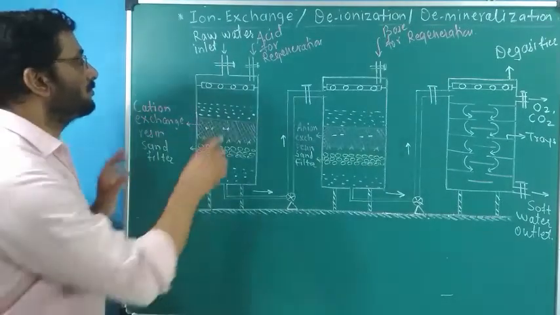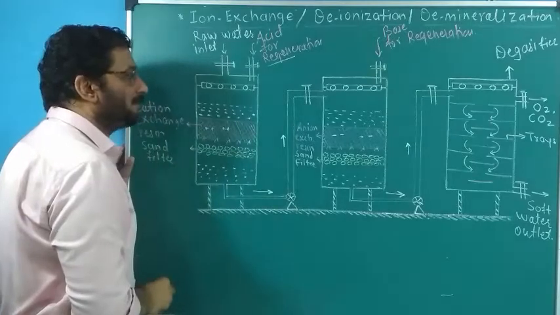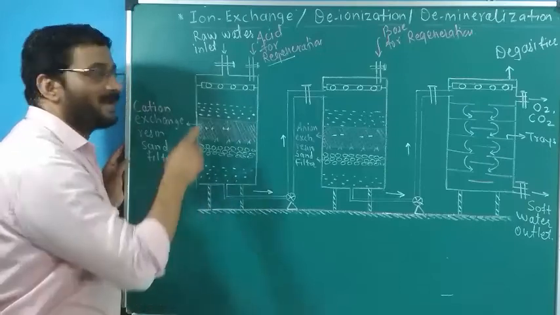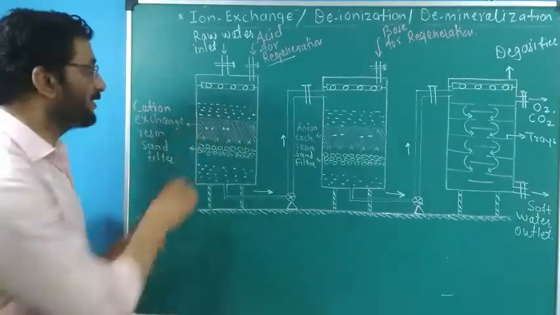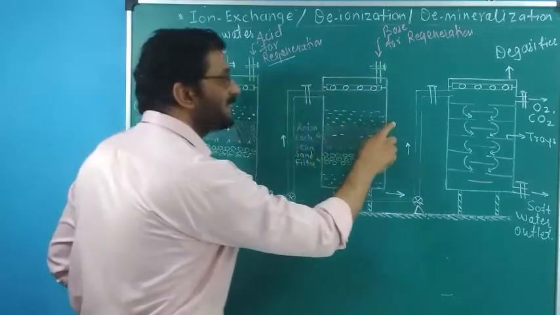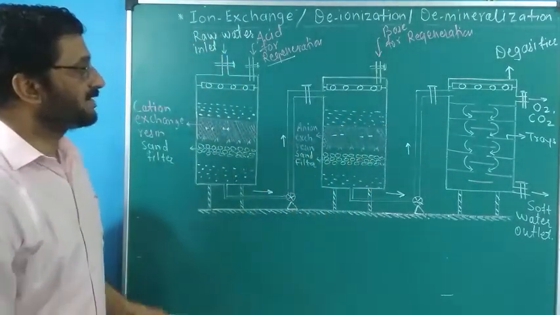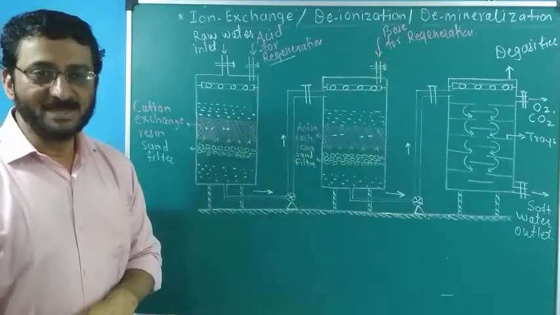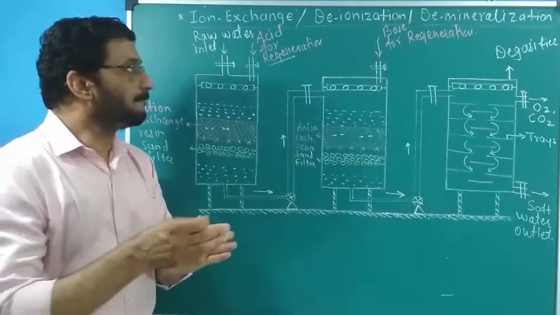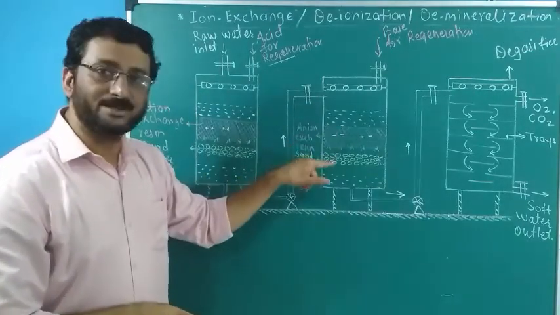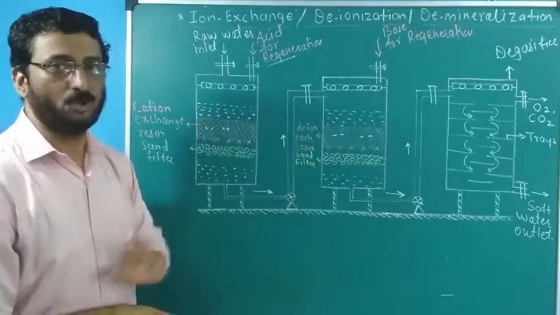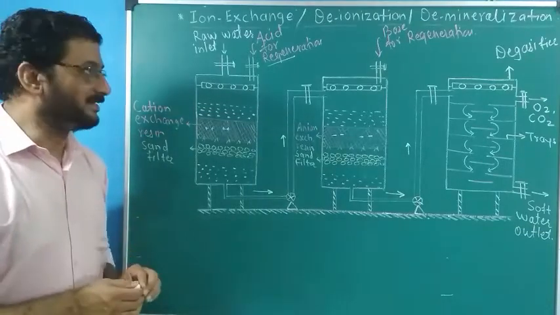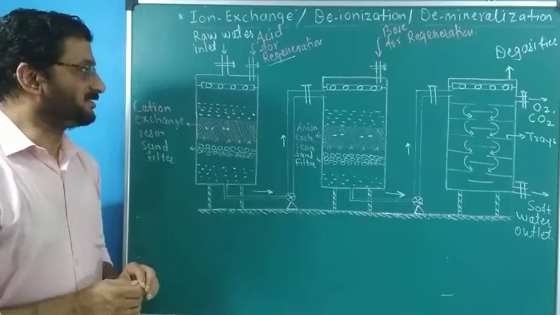Now this first tank has a separate inlet for acid. That acid is required for regeneration of the exhausted bed of zeolite. Similarly, the second tank is also provided with a separate inlet for base that is allowed to pass during the regeneration of this exhausted bed of the zeolite. This is a simple process. Theoretically studying it is very easy, and even the operation of the process is quite easy.